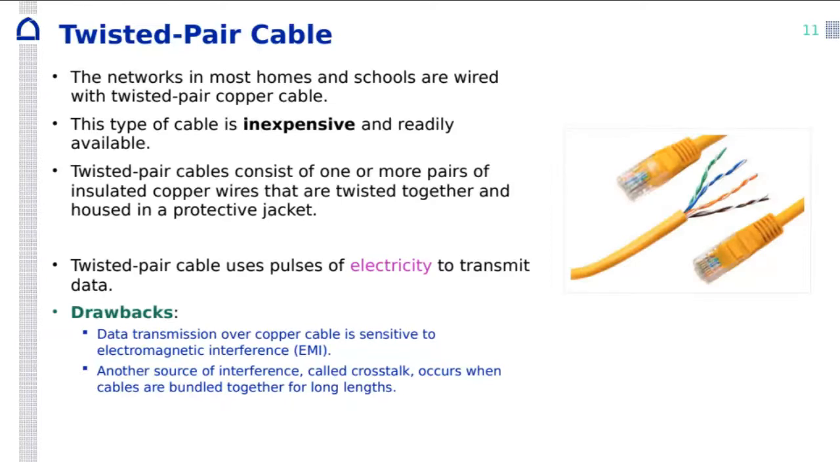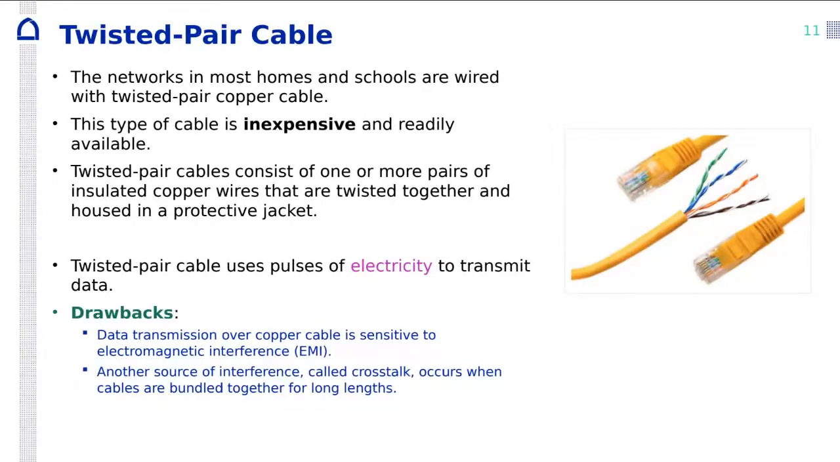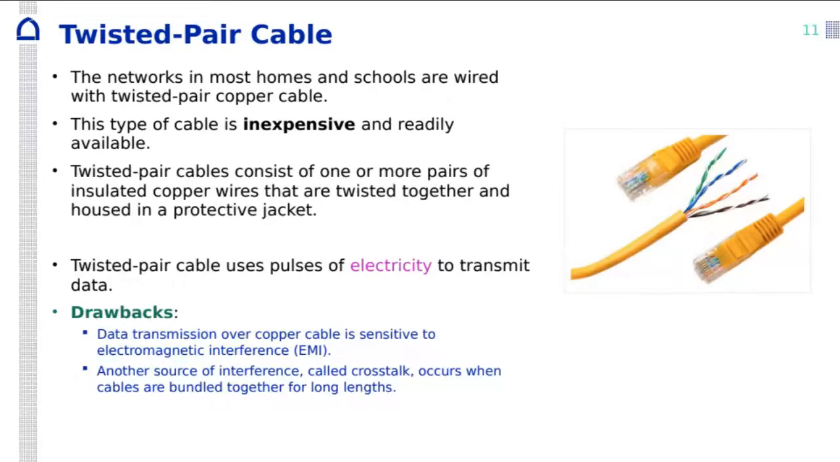The twisted pair cable looks like this, and this is widely used in most homes, schools, and colleges. These are wired twisted pair cable, copper cable. It is inexpensive and available. It consists of one or more pairs of insulated copper wires that are twisted together and housed in a protective jacket. The twisted pair cable uses pulses of electricity to transmit data, but at low voltage.